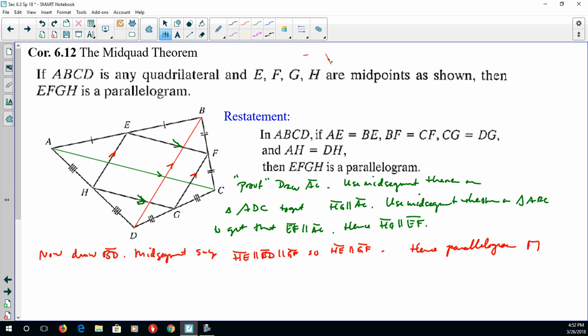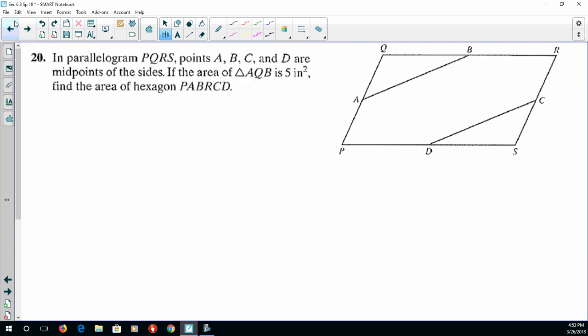Yeah. So let's see if I can draw a really screwy quadrilateral here. I'll do a little better job than that.